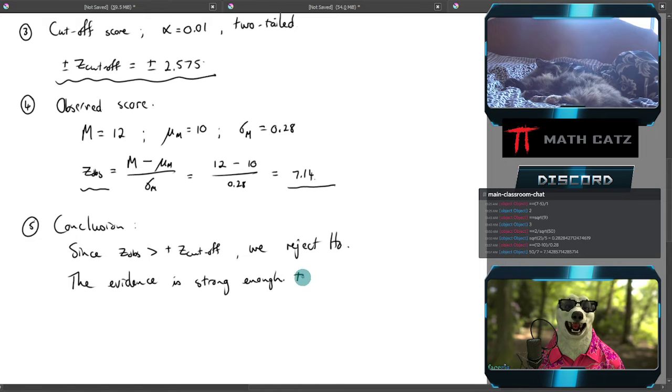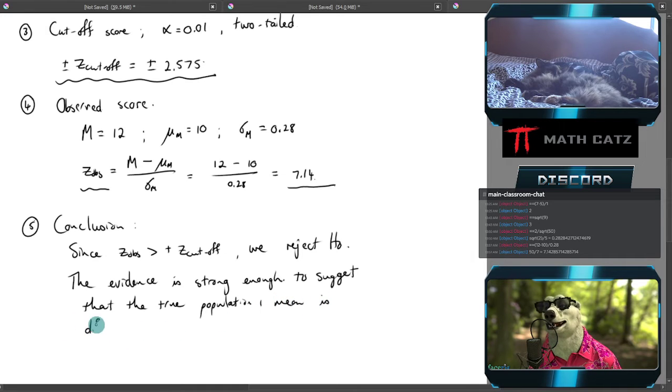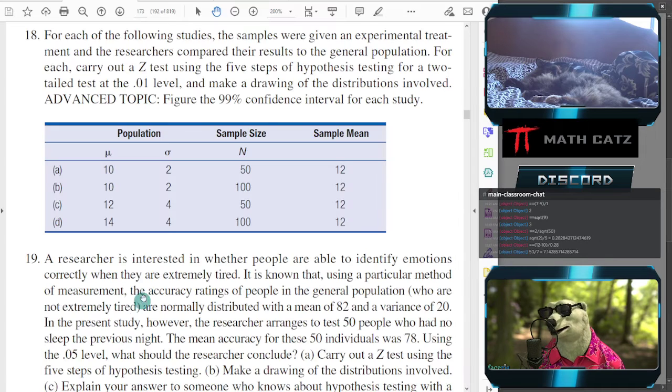The evidence is strong enough to suggest that the true population 1 mean is different from, I guess, population 2. In other words, the treatment, whatever it was, the experimental treatment, the evidence suggests that it does make a difference.